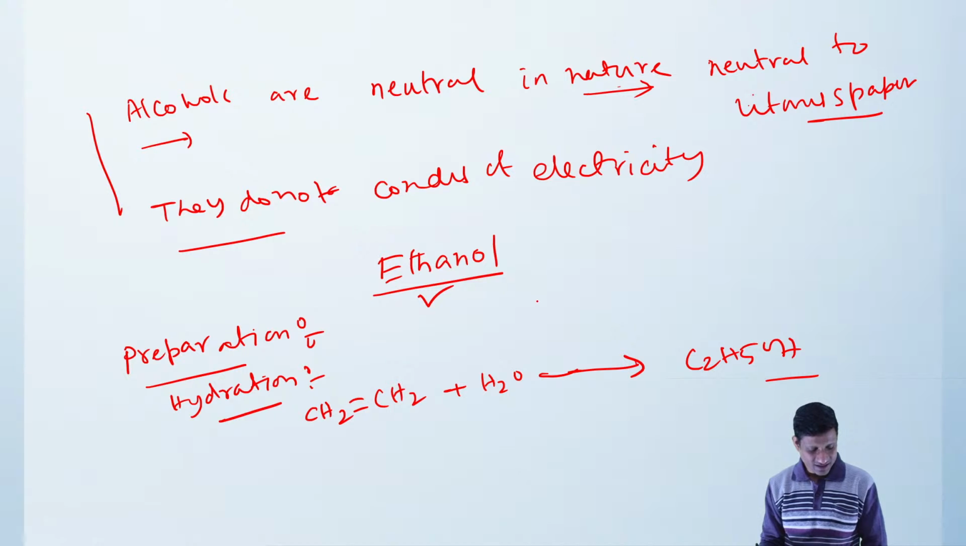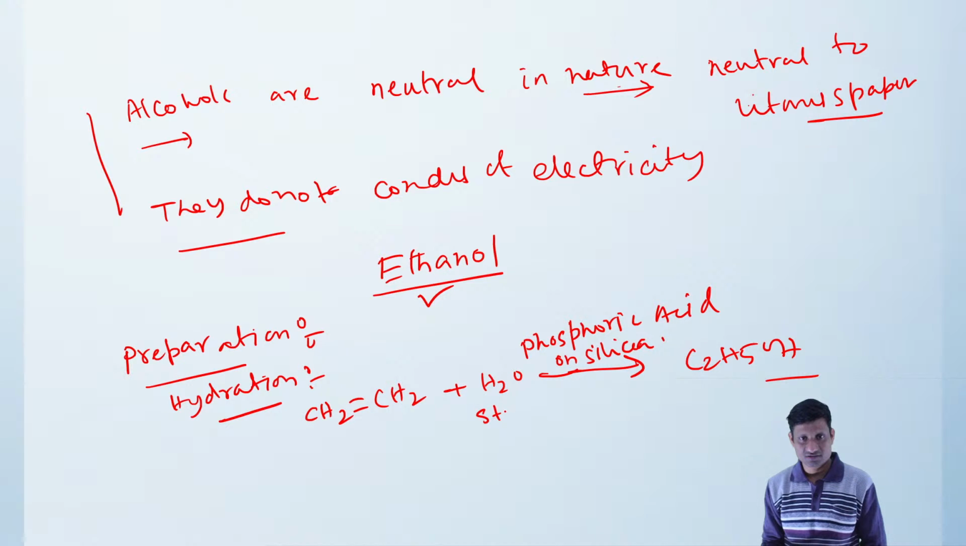Okay, so for this you need a catalyst. This is phosphoric acid catalyst, and basically this is on silica surface. So on the silica surface you have phosphoric acid, then you have to pass the steam through the gas, basically the gas mixture of ethene and the steam. So in presence of phosphoric acid, you will get the ethanol. Okay, so this is one of the methods, and we learn a few other methods also.